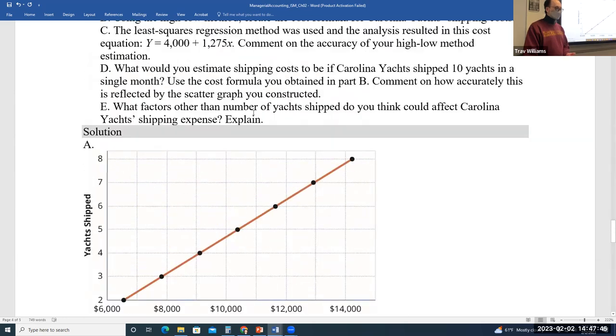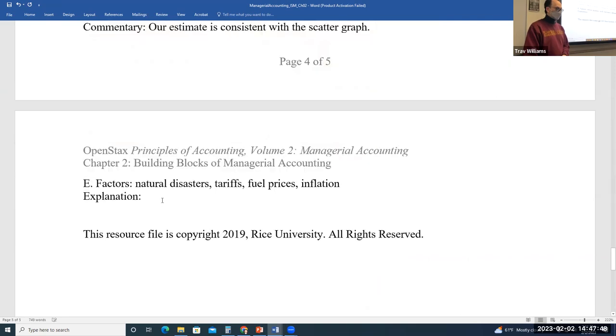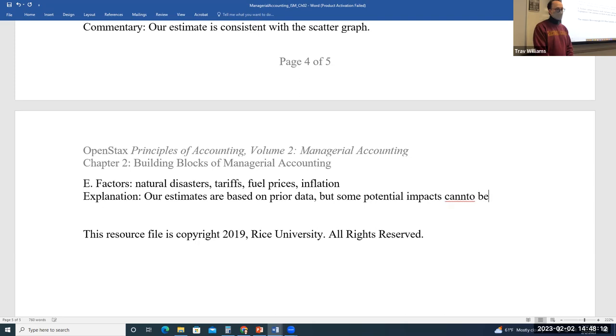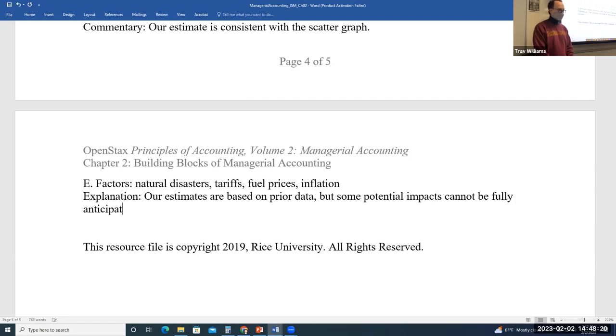And explain. Well, you can just say our estimates are based on past or prior data, but some potential impacts may not be fully anticipated.